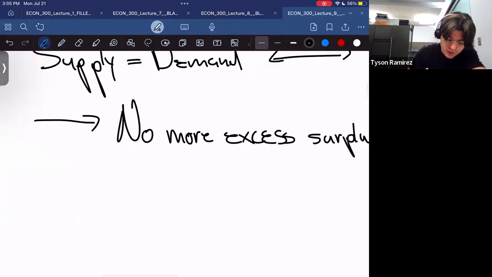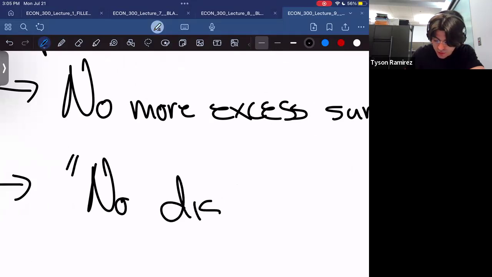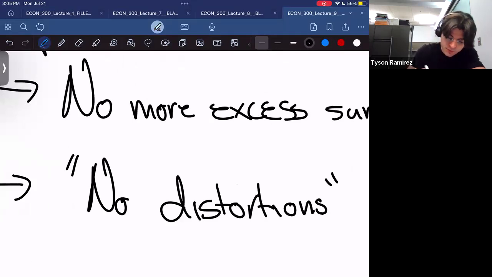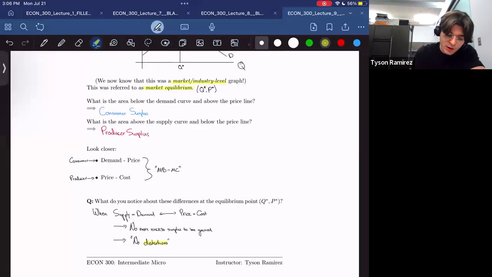Another way we can phrase this is that there are no distortions. Distortions is the key word, and we're going to come back to it. But at the equilibrium point, there is no excess surplus. There's nothing left on the table. Everybody that can afford to buy this thing is able to, and all the producers that can afford to sell at these prices are able.